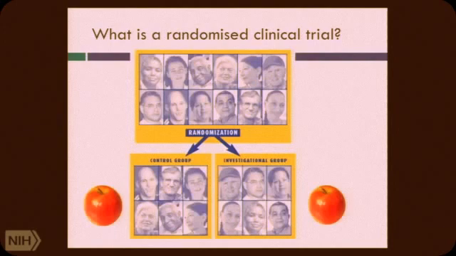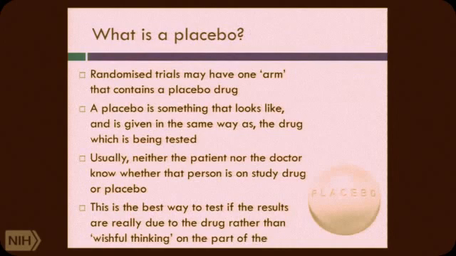In that way, you're able to compare apples with apples by taking a population and randomly deciding whether they go into the control group that have standard treatment or the group that have the new investigational treatment. They may have one arm that contains a placebo drug, and that is something that looks like and is given in the same way as the drug that's being tested, usually with neither the doctor nor the person themselves knowing which they're on. And that's the best way to test results if they're really due to the drug rather than wishful thinking on the part of the doctor or the patient.